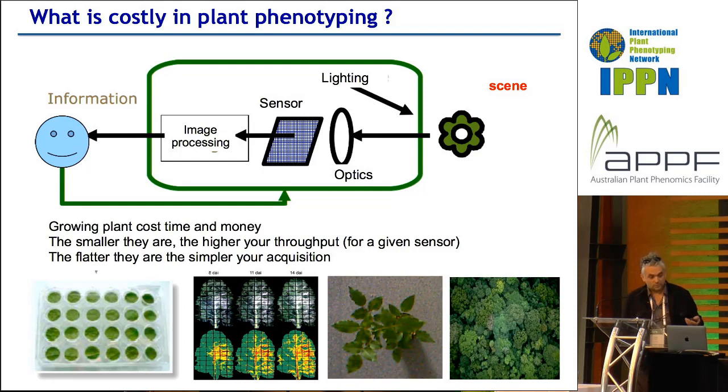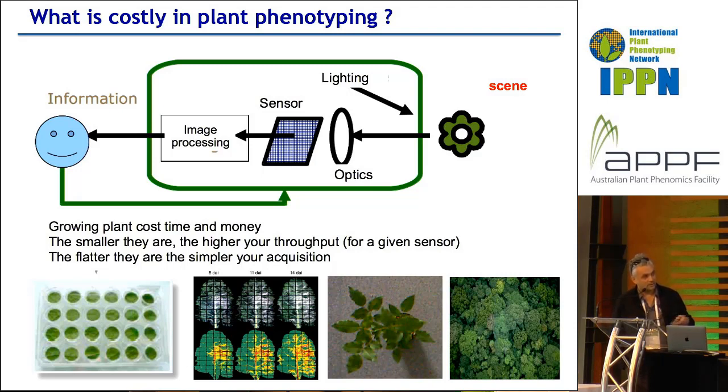The first thing is the scene, so the plants themselves. Growing plants costs time and money. The smaller they are, the higher your throughput for a given sensor, of course, and the flatter they are, the simpler your acquisition. So on the left, you see a choice of a very flat observation scale, which is a disk extracted from a leaf, and which enables, at a certain time scale, monitoring of plant-pathogen interactions. Second is a way of keeping the leaf very flat, although this tobacco leaf will be 3D, and you make it simpler somehow. From a 2D top view, you can also have access to some information, not all of it.